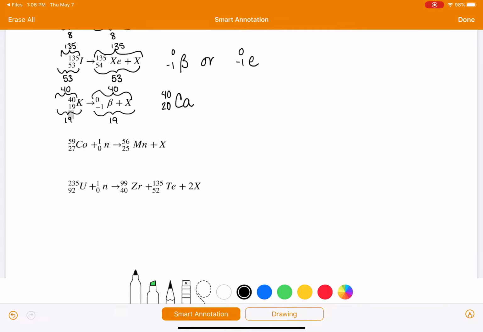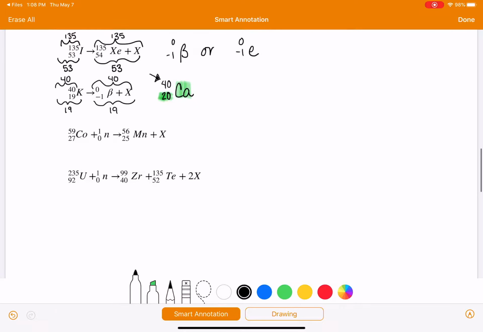When we're looking at these on the periodic table, all that we're focusing on is the number of protons. That is what dictates the identity of the atom. So we're paying no attention at all to the mass number when we're trying to match up the atomic symbol.